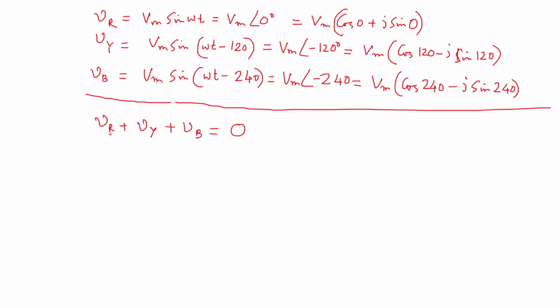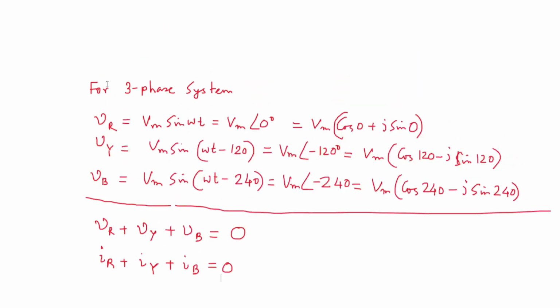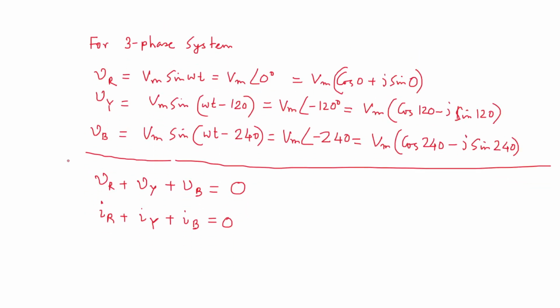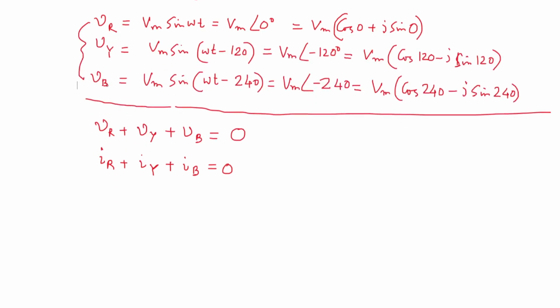So the summation of all phase voltages, or rather the summation of all voltages in each phase, is 0. In the same way, we can write for the current equation IR plus IY plus IB, that is also 0. That is also true, because current equations can also be represented in the same fashion.